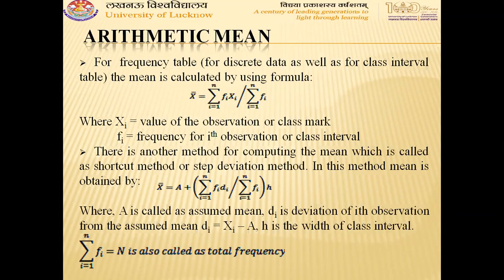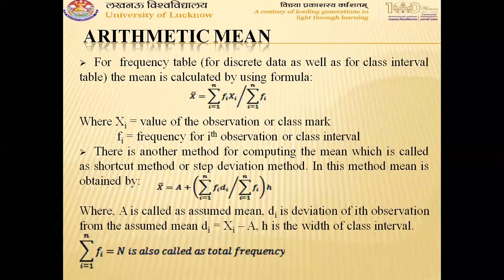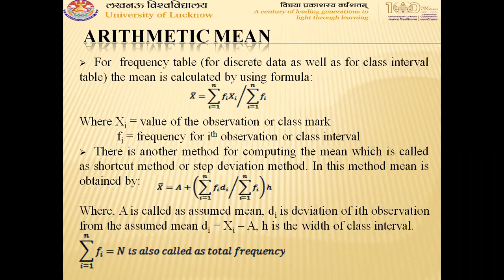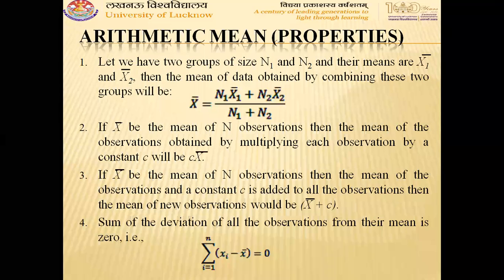There is another method which is easier than the previous one for calculating the mean of frequency tables, which is also called the shortcut method or step deviation method. In this method, mean is given by x bar equals a plus summation fi di upon summation fi into h, where a is called the assumed mean, di is called the deviation of the observation from the assumed mean, given by di equals xi minus a upon h. h is called the width of the class interval. Summation fi can also be written as capital N, which is also called the total frequency or total number of observations.